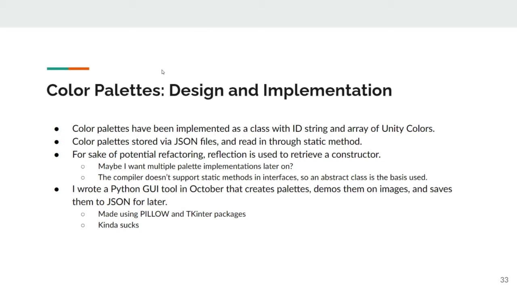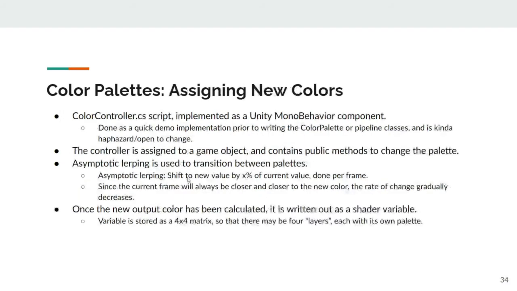So let's see. Yeah, they're all stored as JSON files, read in through a static method. This is more programming stuff, which might not be relevant at all. So if you need to check it out, you can look at this slide afterwards. I did write a Python GUI to demo the palettes on images. It kind of sucks, just giving you a heads up. I think I ended up sharing that somewhere out on the internet. I wouldn't recommend using it, but it exists.